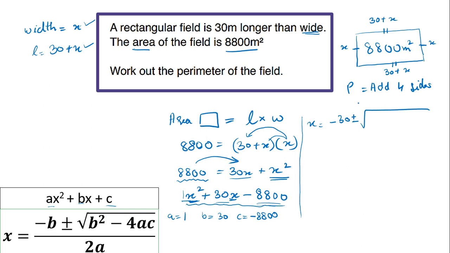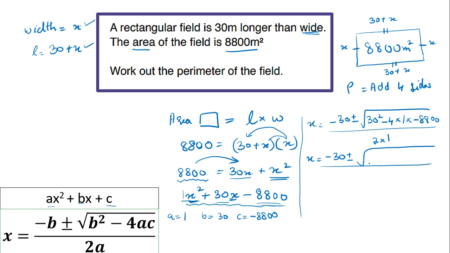So minus 30 plus or minus the square root of b squared, that is 30 squared, minus 4 times the a, that is 1, times the c, that is negative 8,800, divided by 2a, that is 2 times just 1. And now I have x equals negative 30 stays where it is, plus and minus stays where it is, square root stays where it is, and 2 times 1 stays where it is. Now I have a 30 squared and I have a 4 times negative. Now, if you can see, there's a negative 4 multiplied with a negative 8,800. So negative times a negative is just positive. So 4 times 8,800 gives me 35,200.